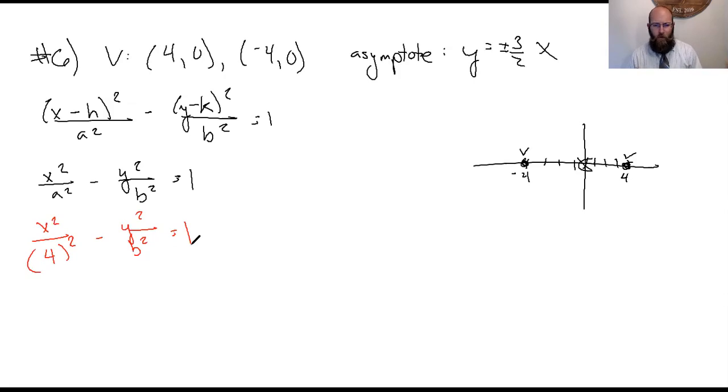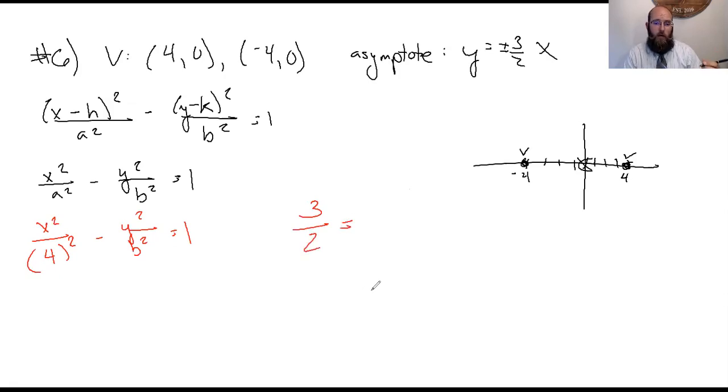I wasn't given my foci, so I can't use that like c squared equals a squared plus b squared. But they gave me my asymptote. I haven't done anything with that yet, so let's use it. They told me that y equals plus or minus 3 over 2 x. Remember, we talked about this, right? The number that's going to be underneath, I'm just going to bring that down first, that fraction.